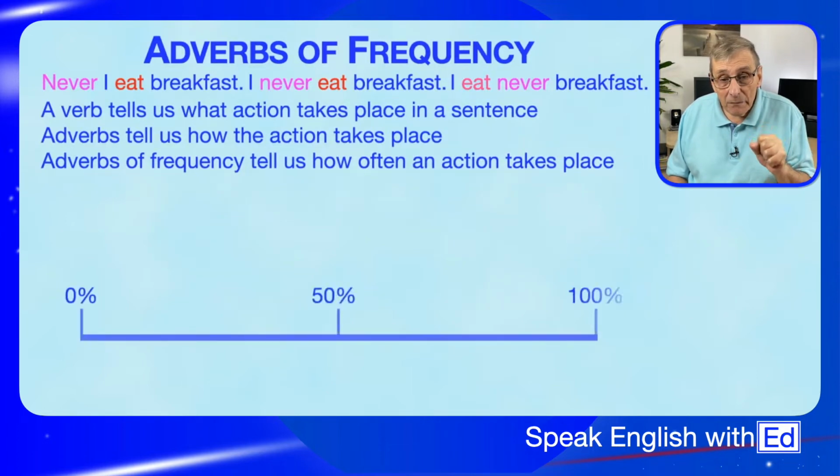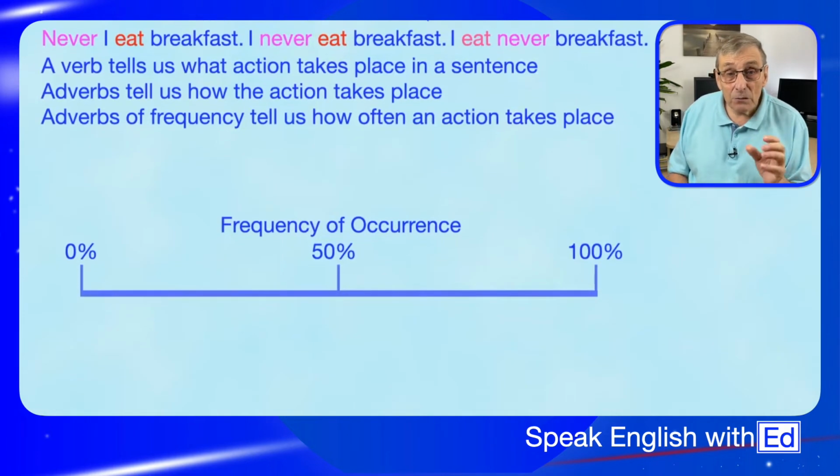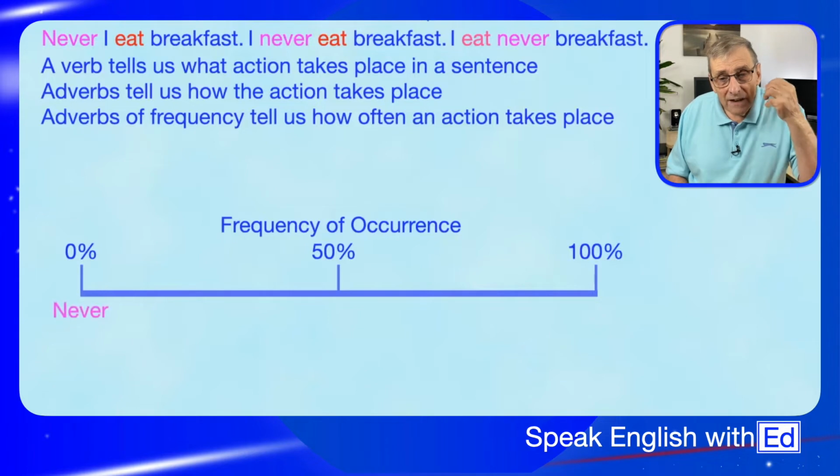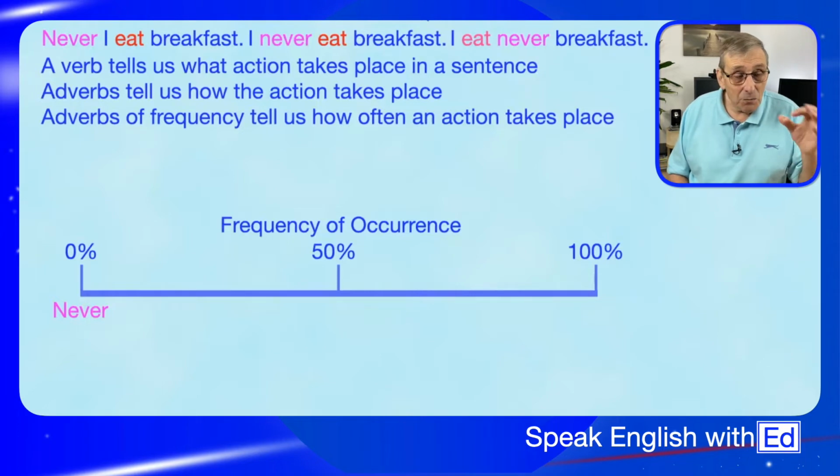Now this is a frequency of occurrence. Have you seen a frequency of occurrence before? Do you know what it is? Do you know what it's telling us? Well, it's telling us that if we never do anything, it happens 0% of the time. Or if something happens 0%, never, it never happens.